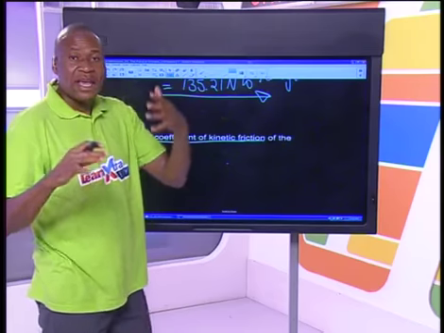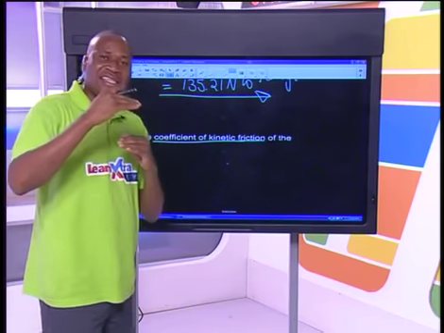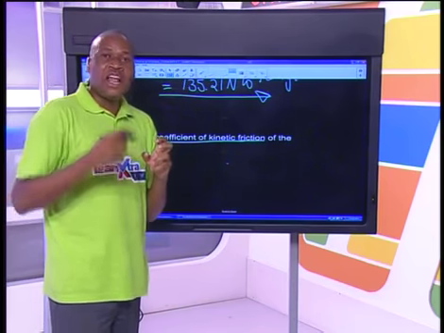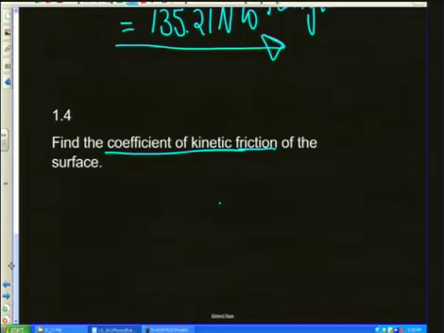Now this thing is moving. The coefficient there has to be the coefficient of kinetic friction, because there is a difference between kinetic friction and static friction for the same object. Static friction will always be greater than the kinetic friction. Now look, if we are to calculate friction, this time kinetic friction, we will use mu, which is called the coefficient of friction, times the normal force. That is the formula that we need to use.